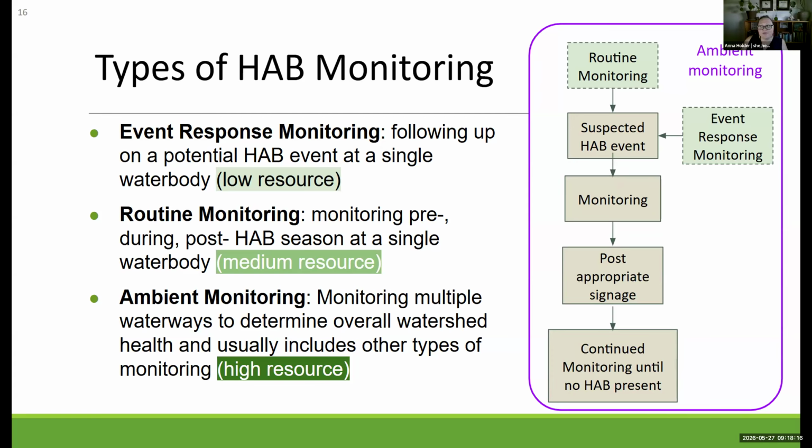The first type of HAB monitoring is event response monitoring, and that is triggered by a harmful algal bloom event, making this a reactive monitoring approach. So that's most in line with what we're doing here at the State Board.